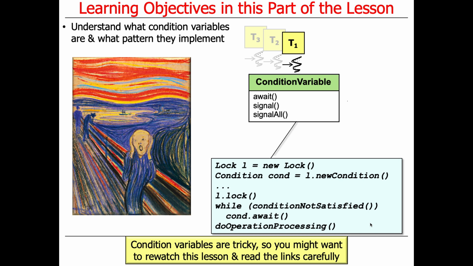So one of the things to remember about what we're about to talk about is that this particular construct is a little tricky. Condition variables are tricky. So I recommend listening carefully to the discussions, and you might want to go back and rewatch the video and maybe follow up with some of the links, because it takes a little while to get your head around what's going on here. And the reason why it takes a while is because there's a bunch of different moving parts.